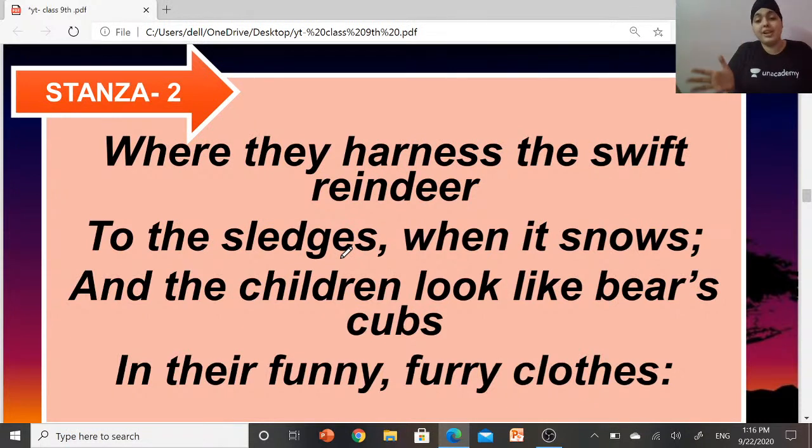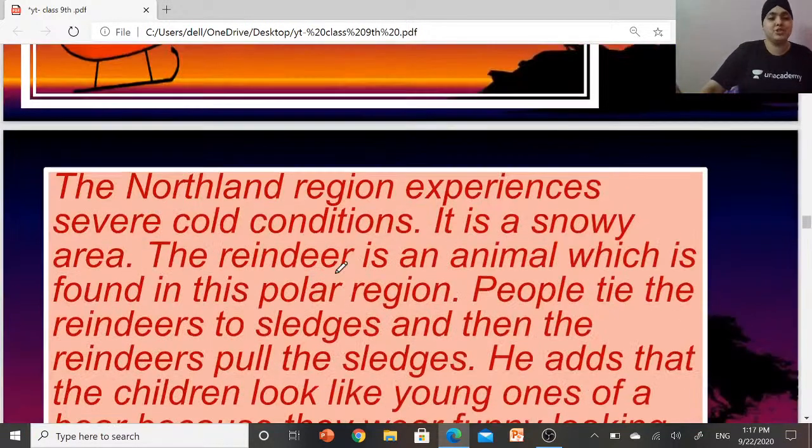Okay. And the children look like bear cubs in their funny furry cloth. और जो children हैं वो कैसे लगते हैं? भालू के बच्चों की तरह. क्यों? Because इतनी ठंड होती है कि वो अपने funny और furry से cloths पहन लेते हैं and they look like bear cubs. ठीक है? Is it clear? In their funny furry cloths. So वो जैसे बच्चे फरी फरी से क्लॉथ पहन लेते हैं, तो वो बहुत फनी से लगते हैं and they look like bears, भालू के बच्चों की तरह.